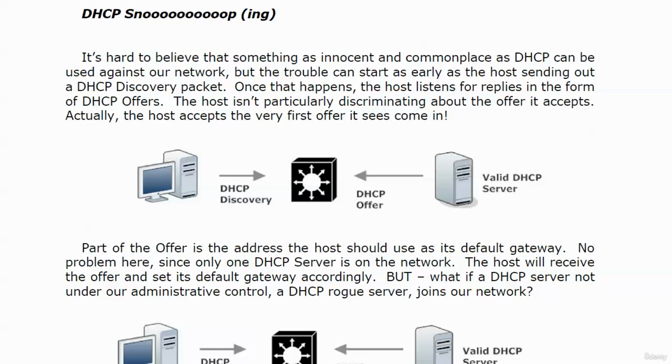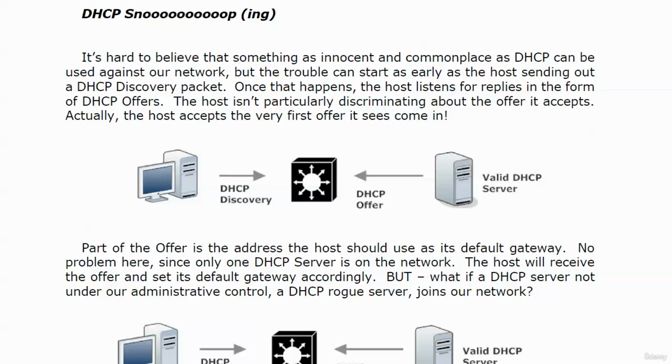But DHCP can be used against our network, and the trouble can start as early as the host sending out that very first discovery packet. Because we know what happens then. The host is going to listen for replies in the form of a DHCP offer, and we know the host isn't particularly discriminating about the offer it accepts. Actually, the host is going to take the very first offer it gets.